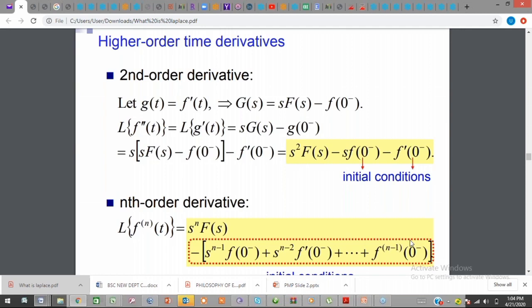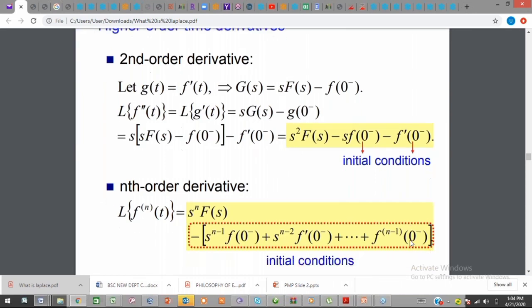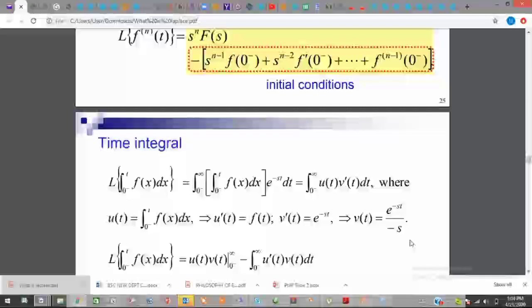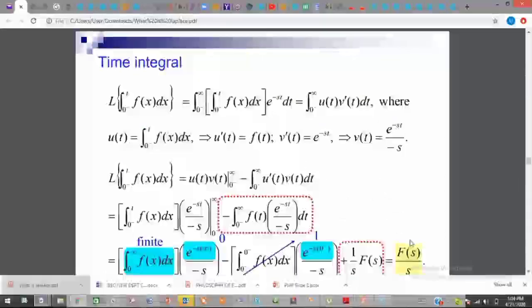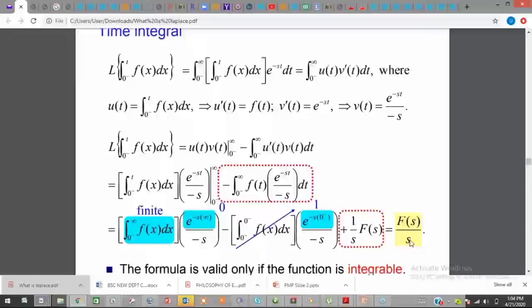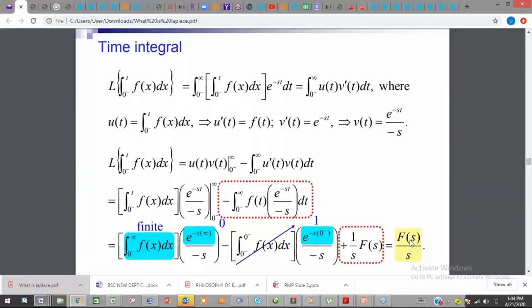Now let's go to the time integral, which is page 26. On page 26 of my slides, we have a formula that is valid only if the function is integrable. Only if we can integrate the function is this time integral formula valid.